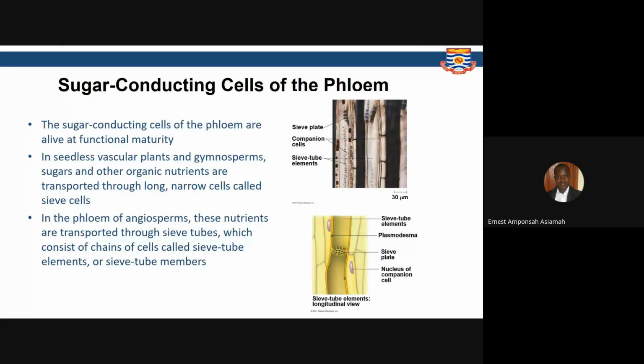Then we can look at the sugar conducting cells of the phloem. The sugar conducting cells of the phloem are alive at functional maturity, unlike the xylem cells. The xylem cells are dead at functional maturity. And we can talk about a number of cells. So we have what you call the sieve cells.